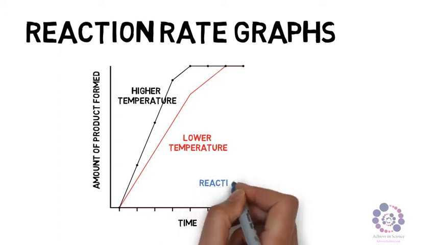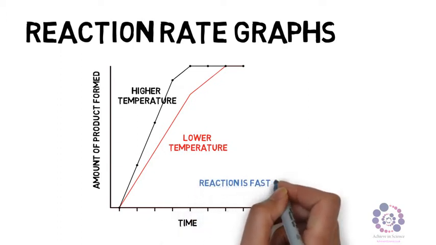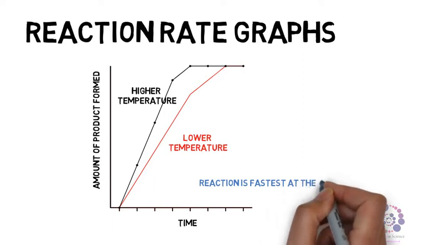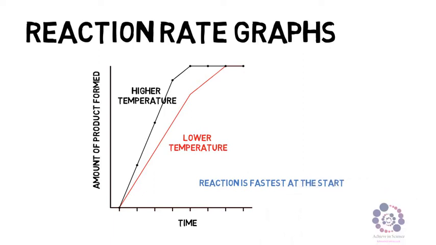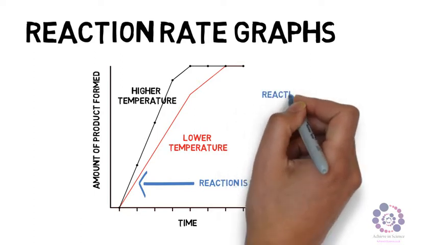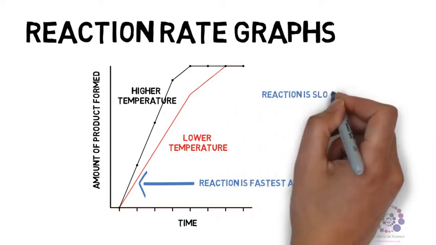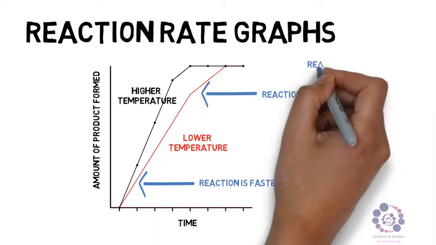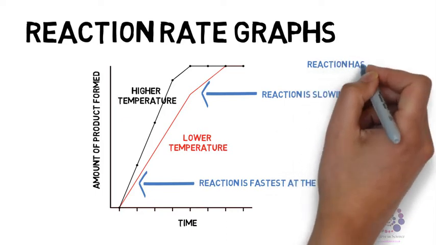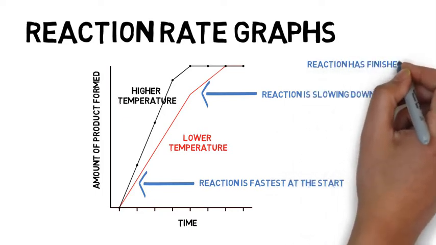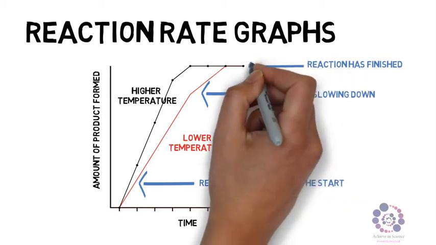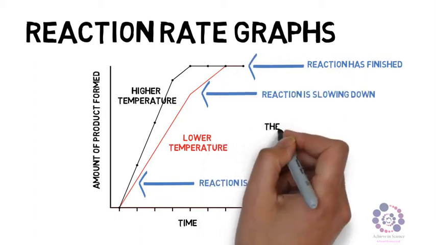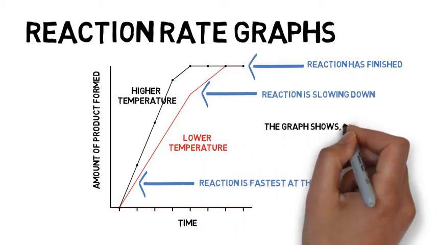So again, we can see initially the reaction is fastest. This is shown by a steep curve. As the reaction progresses, we can see the reaction gradually slows down, and the gradient reduces. Eventually, we'll reach the end of the reaction. This is shown by a flat line. This shows the reaction is finished. Therefore, in conclusion, this graph shows that the higher the temperature of the reactants, the quicker the reaction finishes.